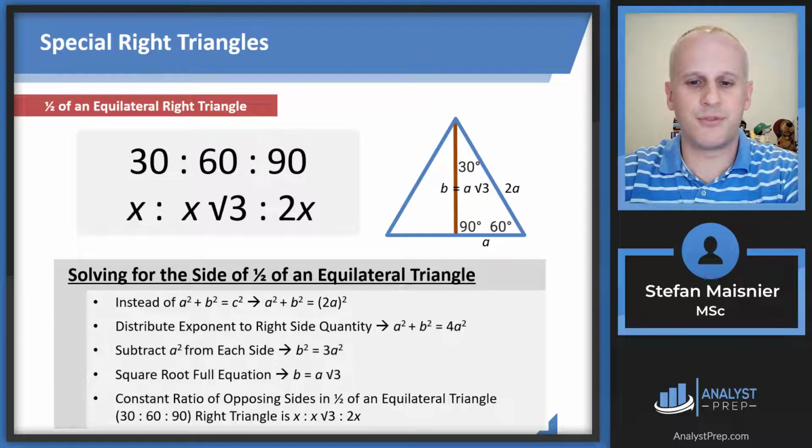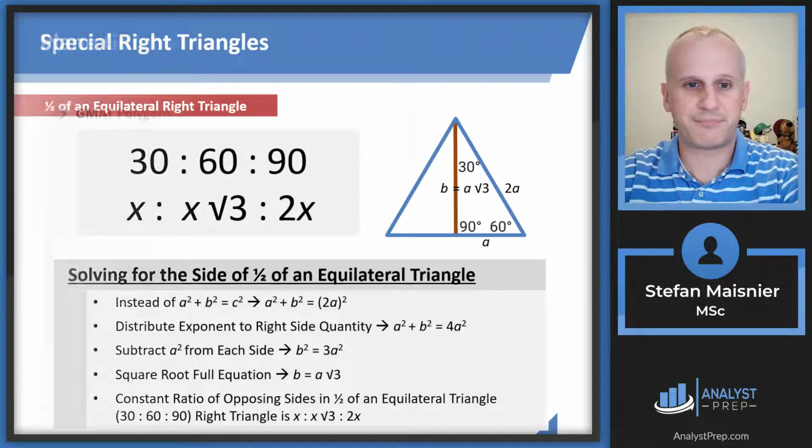which produces our constant ratio of opposing sides in half of an equilateral triangle, the 30, 60, 90 right triangle, of x, x radical 3, and 2x. So once again, if you have any of the sides in a 30, 60, 90 right triangle, you can derive the other sides as well using this ratio.